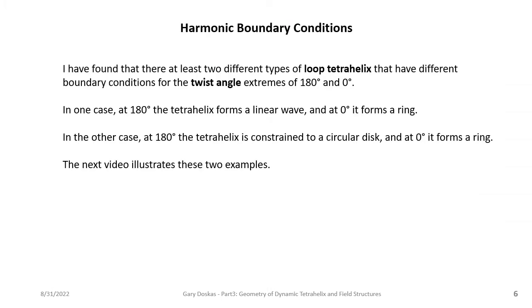Harmonic boundary conditions. I have found that there are at least 2 different types of loop tetrahelix that have different boundary conditions for the twist angle extremes of 180 degrees and 0 degrees. In one case, at 180 degrees, the tetrahelix forms a linear wave, and at 0 degrees it forms a ring. In the other case, at 180 degrees, the tetrahelix is constrained to a circular disk, and at 0 degrees it forms a ring. The next video illustrates these 2 examples.